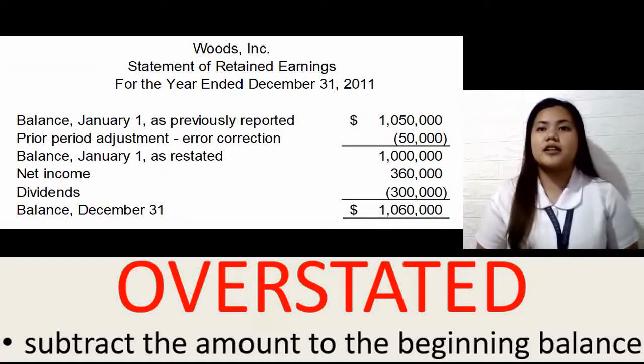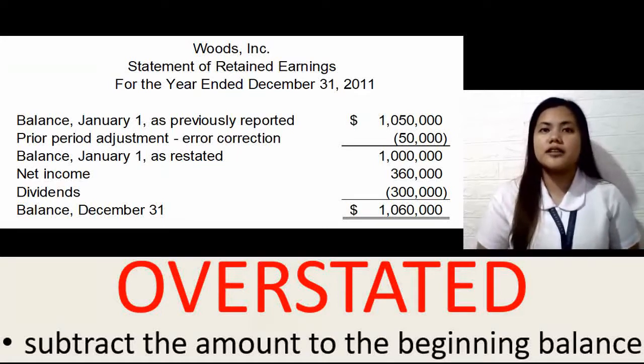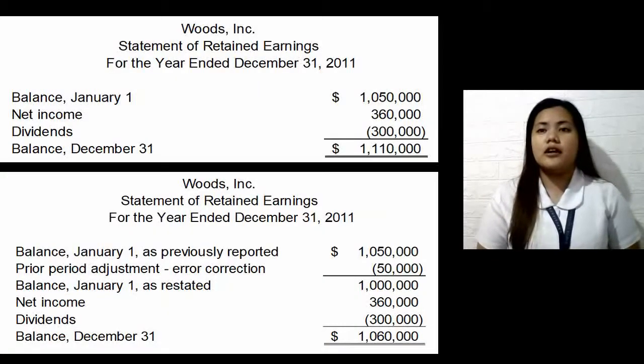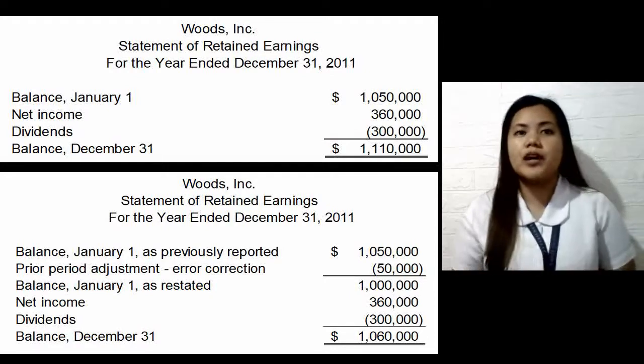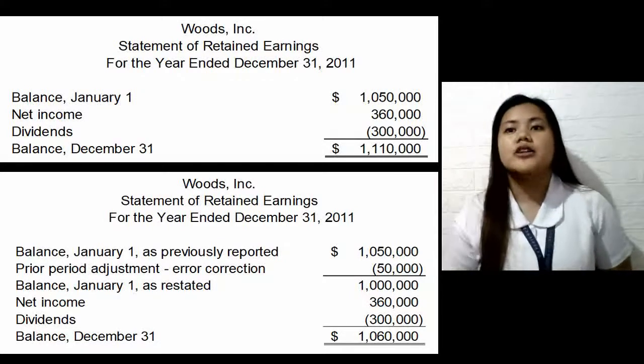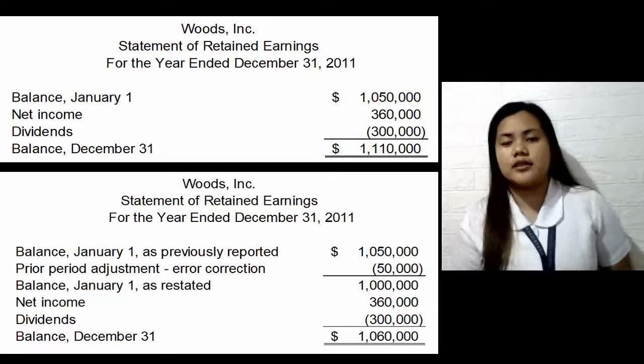And next, the net income of $360,000 and the dividends of $300,000. So the balance on December 31 is $1,060,000. So it does have changes, and it is reflected on the reporting statement. It has an impact, from $1,110,000 to $1,060,000.